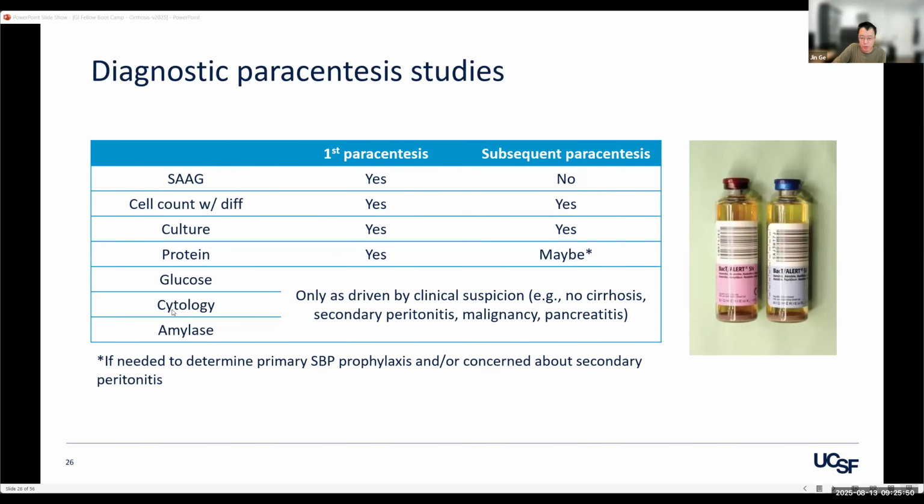And then, getting glucose, amylase, and cytology really depends on your clinical suspicion. Do you think that this is a malignancy or a pancreatitis that's going on? And for subsequent paracenteses, typically you definitely want to get cell count, culture, and then a protein every once in a while, just to determine if somebody needs primary SBP prophylaxis or if you're concerned about secondary peritonitis. But if you don't remember anything, the most important things you should get are basically albumin, protein, cell count, and culture. Those you should always get, and that's part of your usual studies for your paras.